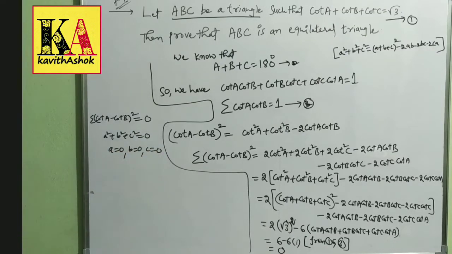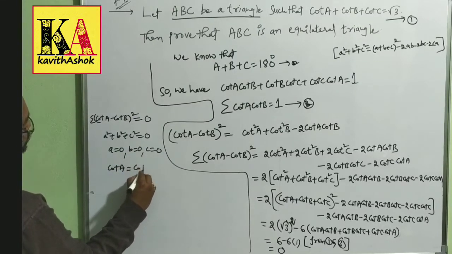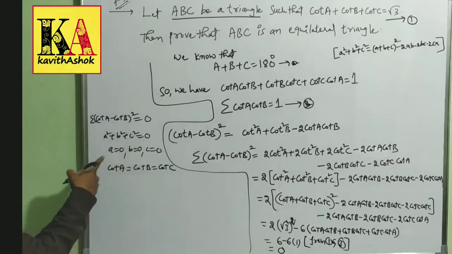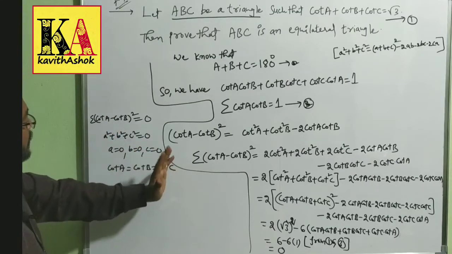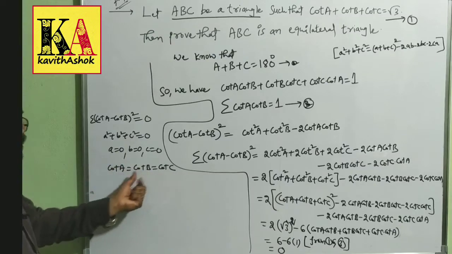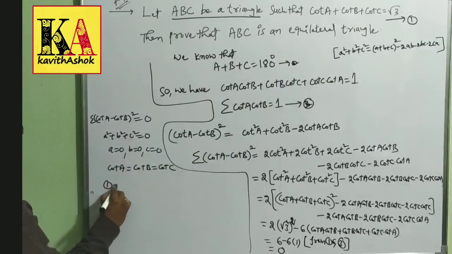Only the alternate is this one. So according to that we can get cot A is equal to cot B is equal to cot C, and why? Because cot A minus cot B is equal to 0. So we already have one implies.